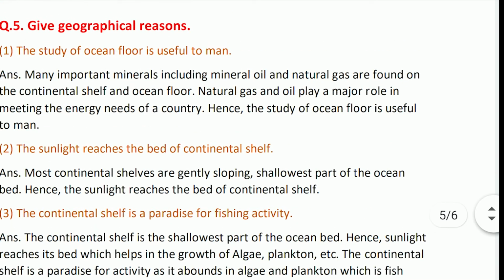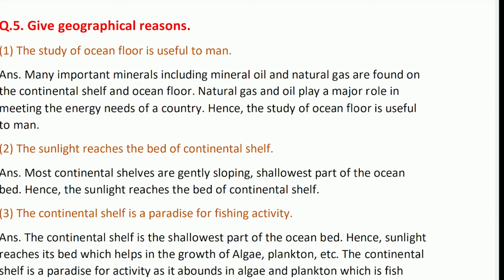Geographical reasons. The study of the ocean floor is useful to man. Many important minerals including mineral oil and natural gas are found on the continental shelf of the ocean floor. Natural gas and oil play a major role in meeting the energy needs of the country. Hence, the study of the ocean floor is useful to man.